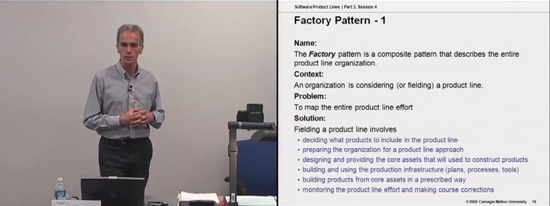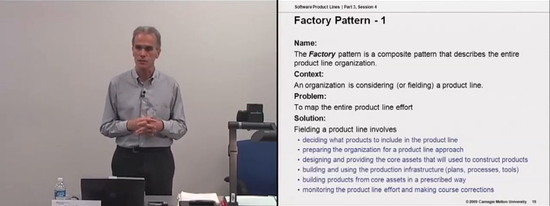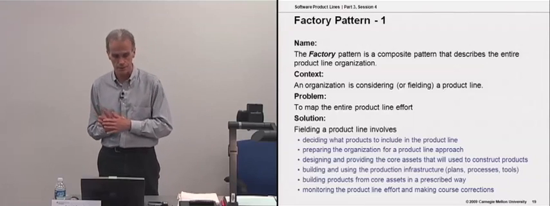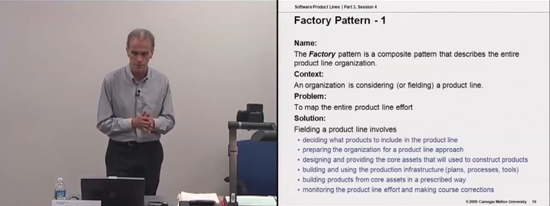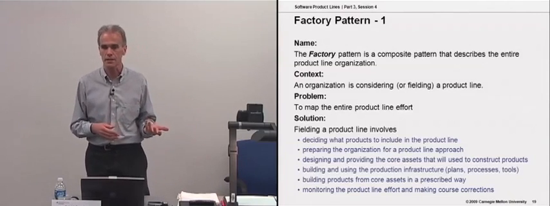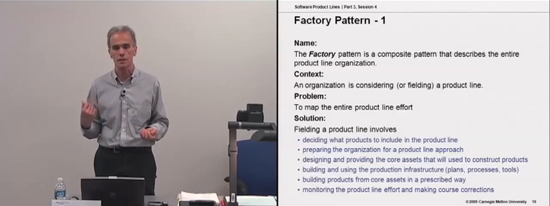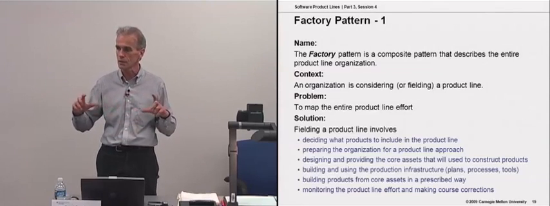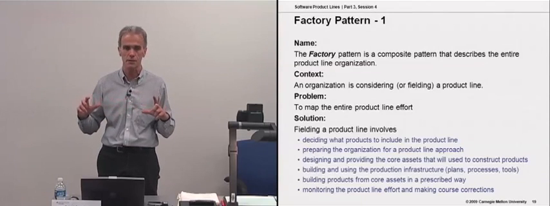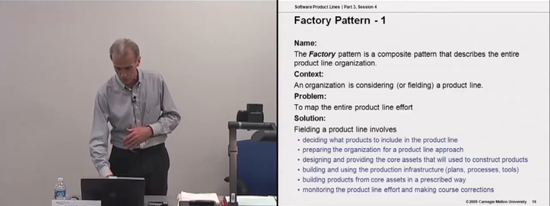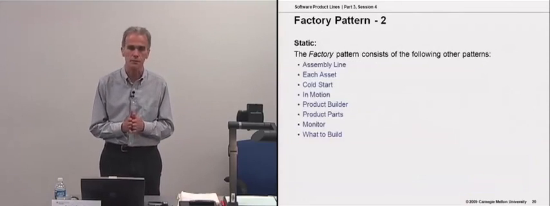So you will see patterns that deal with the decision about what's the set of products, the what to build pattern. You will also see a pattern for creating a core asset, a pattern for creating a product from the core asset. So this is the overall roadmap of the product line and the end state that you are aspiring to when you implement all of these patterns.